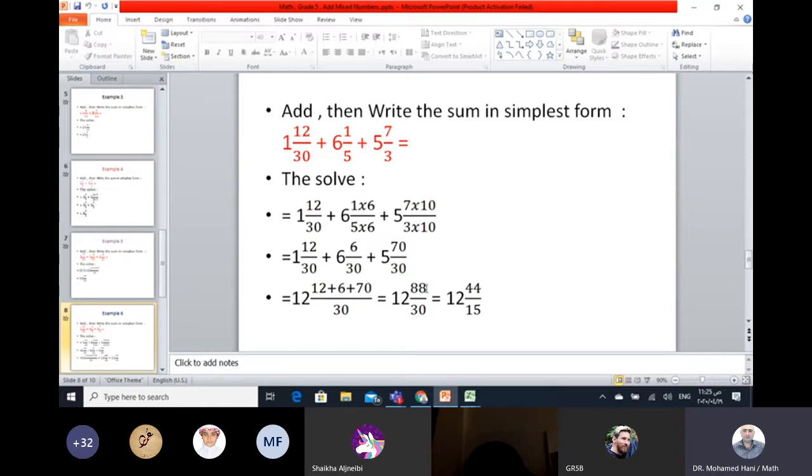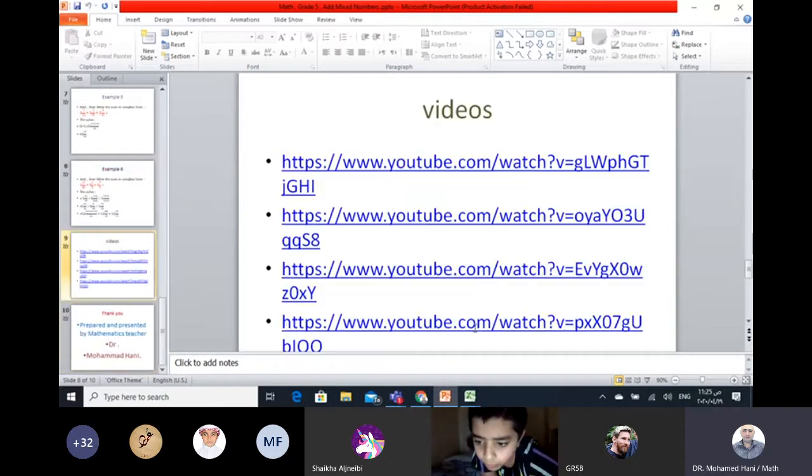Now I can write this in the simplest form. 88 over 30. Find the GCF for 88 and 30. You will find the GCF equal to 2. So here divide by 2 and here divide by 2. 88 divided by 2 will be 44, and 30 divided by 2 will be 15. And so the last answer now will be 12 and 44 over 15.